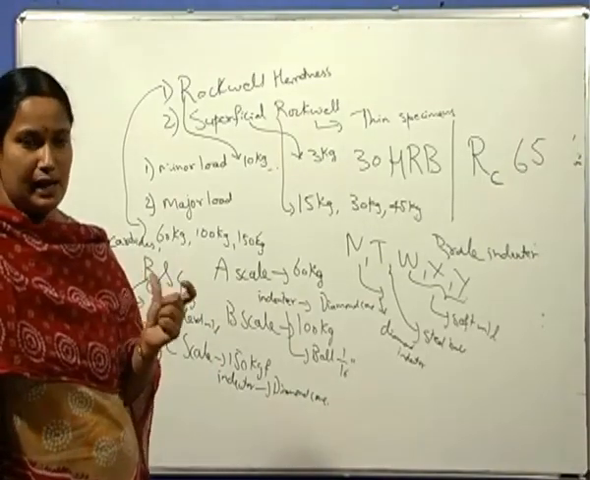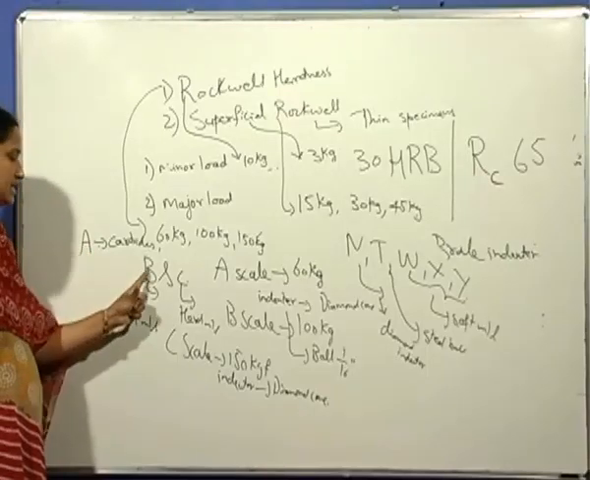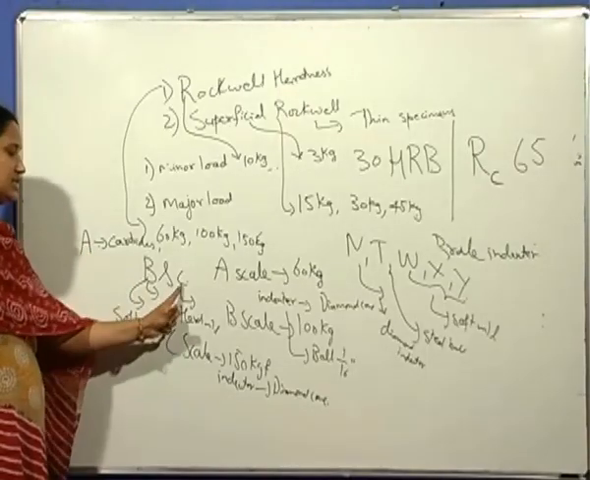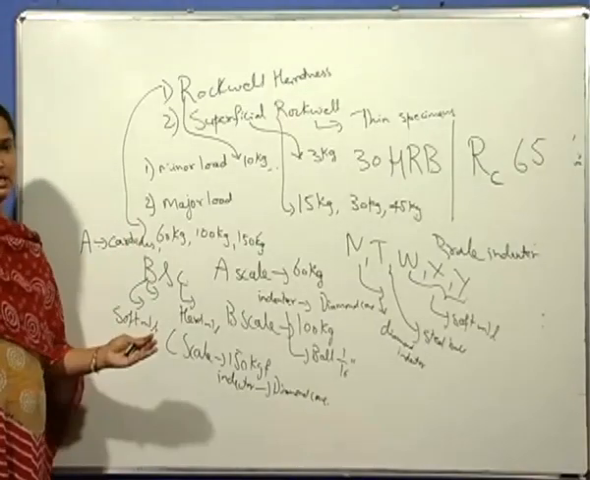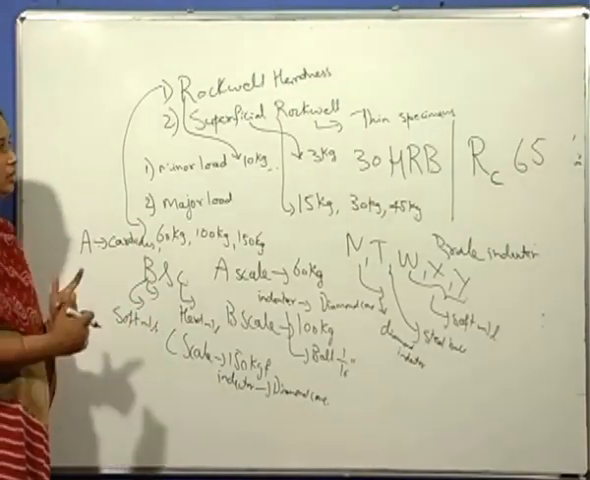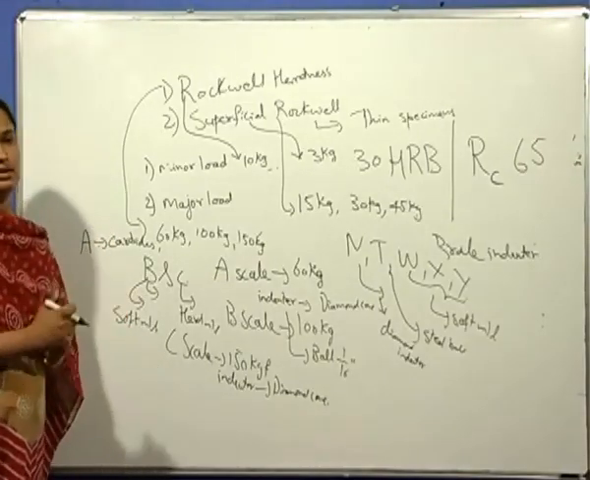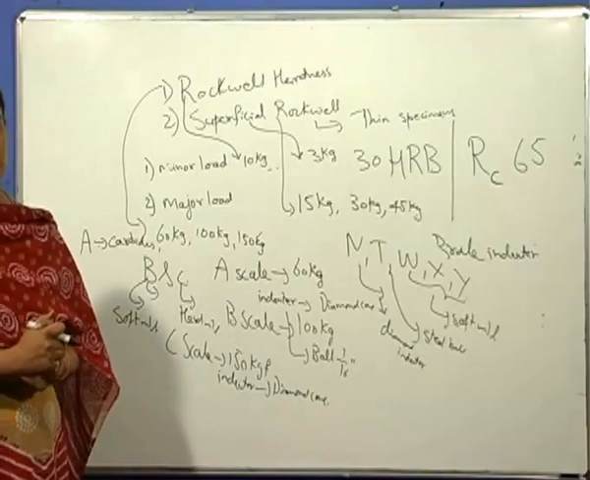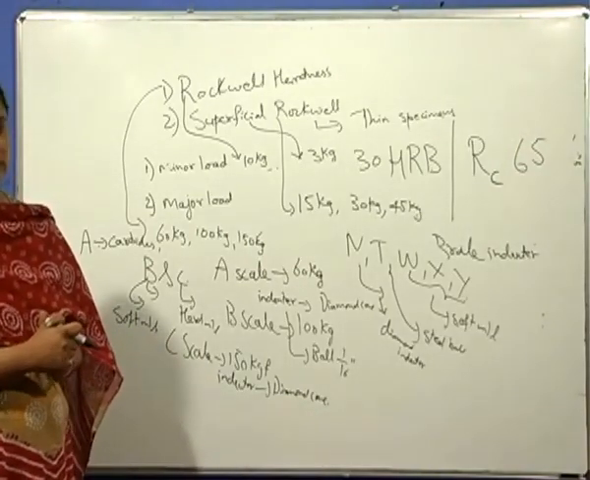So for testing carbides, the A scale is preferred, the B scale is for soft materials, and the C scale is for hard materials. There are various scales, almost 30 scales, which are a combination of major load and the indenter that is used. So all these 30 scales are provided in the reading material.